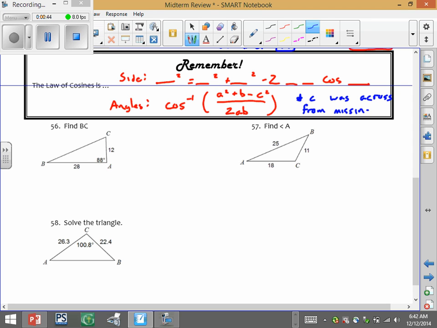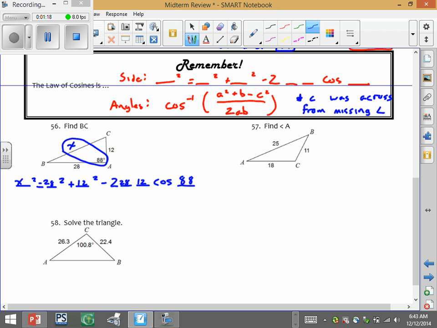All right, so let's take a look at B. We're going to find BC in number 56. So there's BC. Here we're looking for a side, so we're going to use our first formula: blank squared equals blank squared plus blank squared minus 2 blank blank cosine of blank. The cosine of interest to us is at 88. Remember, what's across from 88 is x, so x goes to the other side of the equation, and that means that 28 and 12 go in the other two blanks.